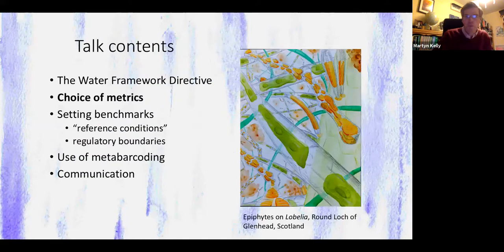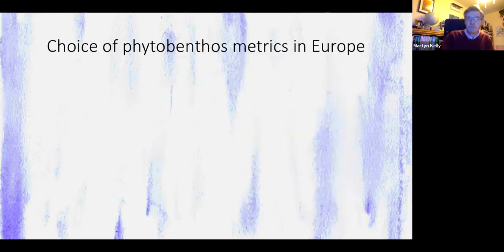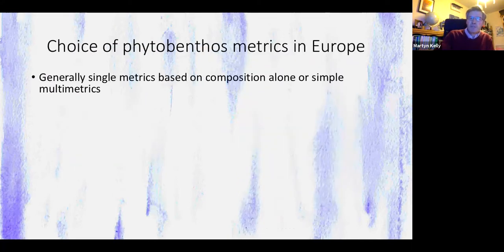So this second point I want to talk about, something where the EU and the US differ quite a lot, is in the choice of metrics that we use. Generally this emerged from our discussions over the summer. In Europe, well, first of all, it's difficult to make absolute categorical statements about what happens in the EU and US because there are exceptions on both sides of the Atlantic. But generally, the EU countries were preferring to use single metrics based on composition alone or relatively simple multi-metrics.